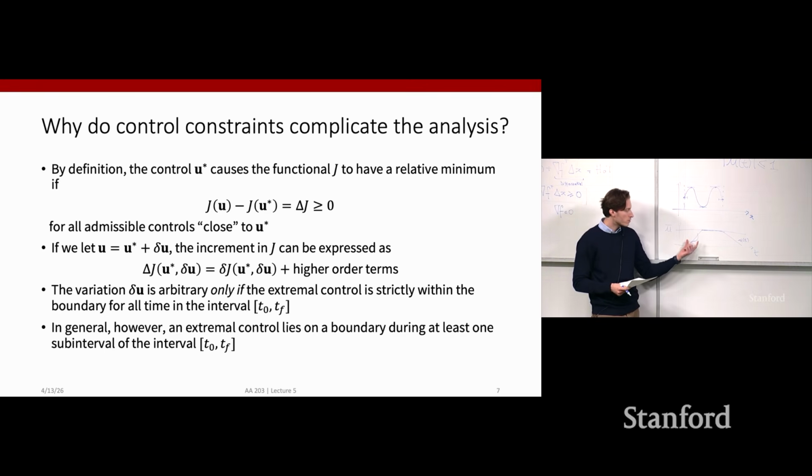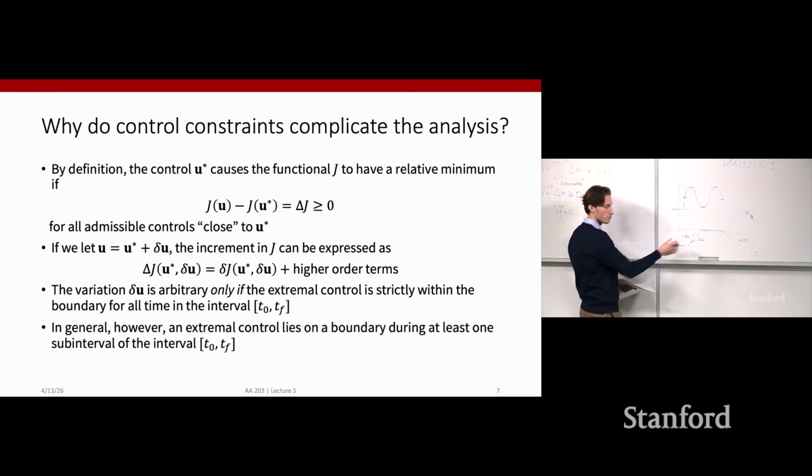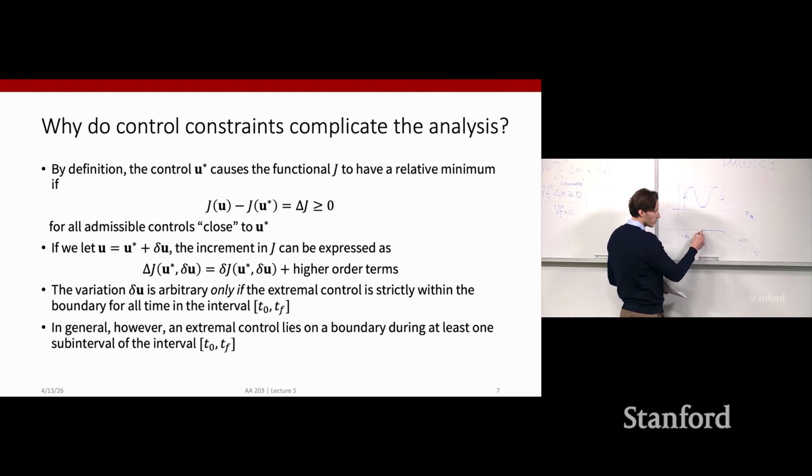Now in this part of the region where I'm not at the boundary, the variations that I can take could be both delta u, but also negative delta u, right? So variations in both directions are admissible. But in the case where my control lies at the boundary, then here I can only take the variation one-sided, if that makes sense.